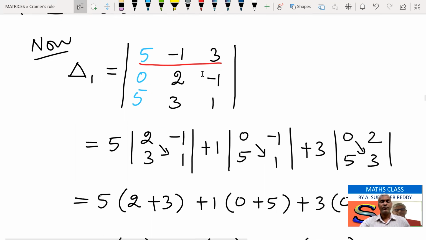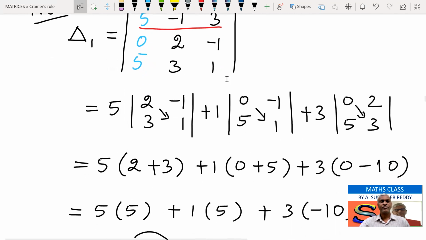Now delta 1 determinant, 5 into, except 0 5, take the 4 elements, 2 minus 1 3 1. For -1 becomes plus 1, except 2 3, remaining 0 5 minus 1 1. For 3, except -1 1, take the remaining 4, 0 2 5 3.